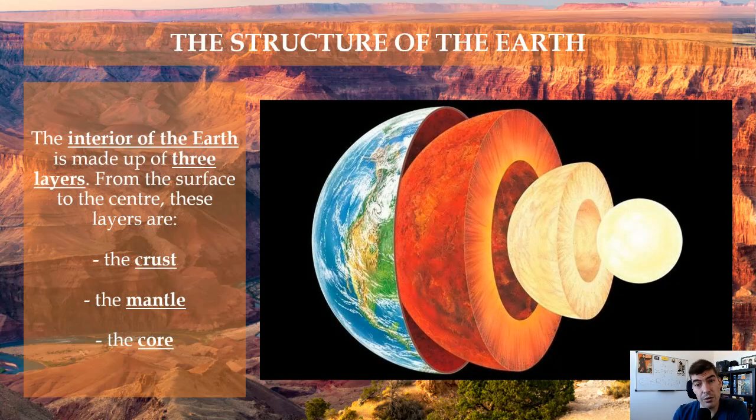So first, we are going to take a look at the structure of the Earth and its interior. The interior of the Earth is made up of three layers, okay? Tres capas. This, and these two that form a single layer. What are their names? This is the crust, la corteza. This is the mantle, el manto. And this is the core, el núcleo. The inner core and the outer core. El núcleo interno y el núcleo externo. These are the three layers of the interior of the Earth.